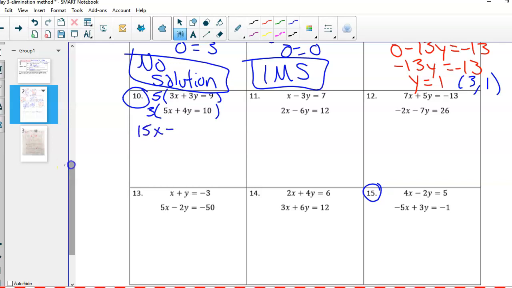So 15x plus 15y equals 45. 15x plus 12y equals 30. How would we get rid of our x's? By subtracting them.